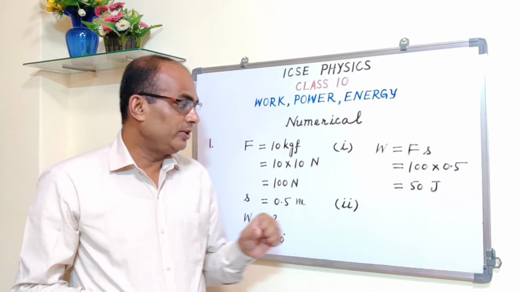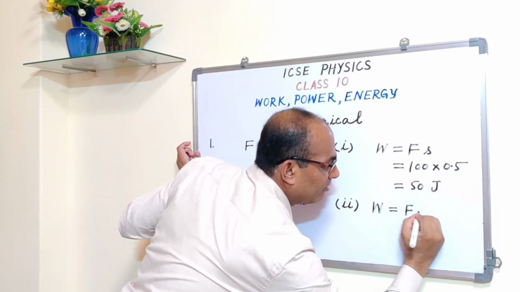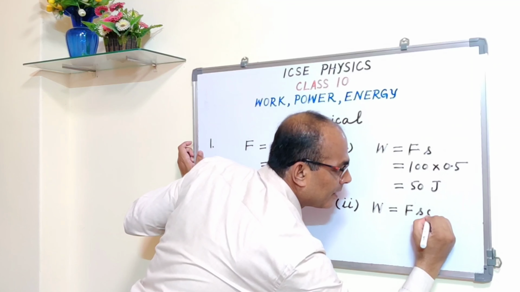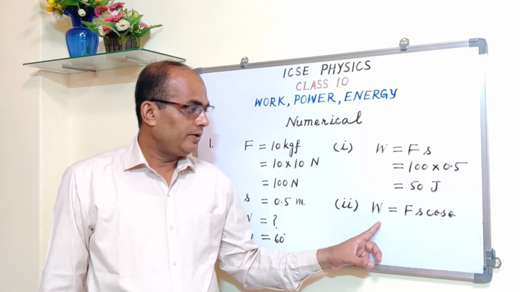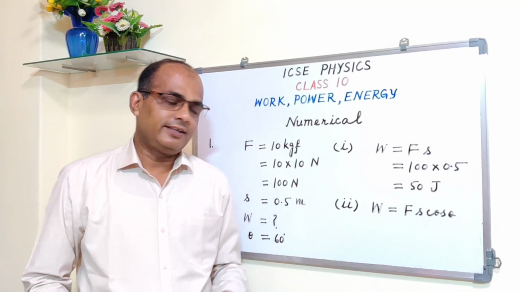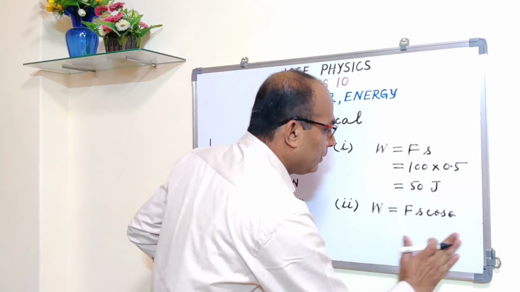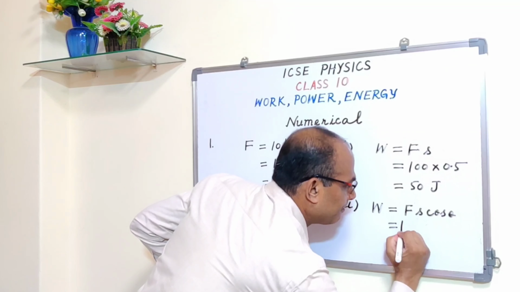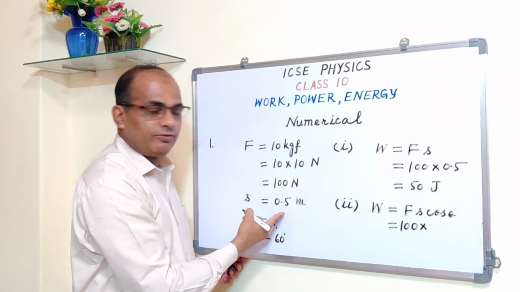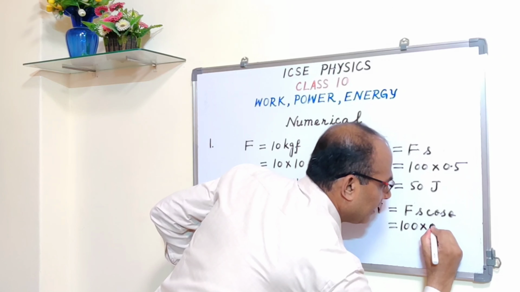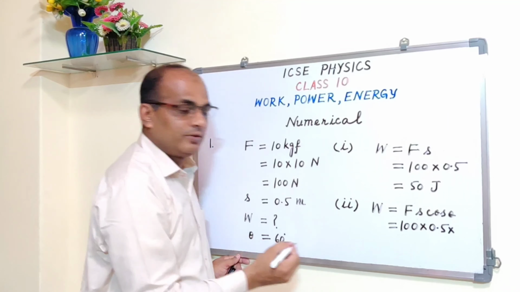We know that W is equal to Fs cos theta. Write down the formula, W is equal to Fs cos theta, and then substitute. F is given 100, so F is equal to 100 Newton. Let us write down 100. S is given how much? 0.5. Let us write down 0.5, into cos 60. Theta is 60, so cos 60.